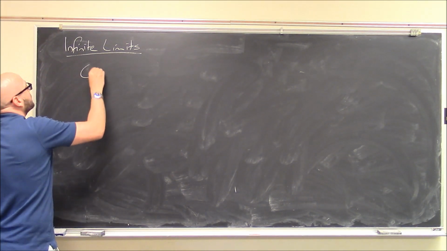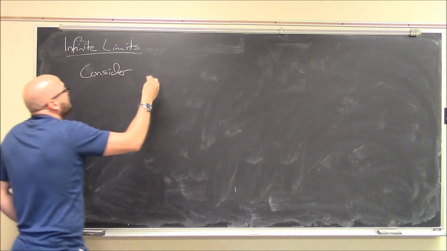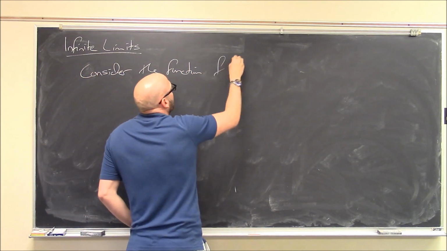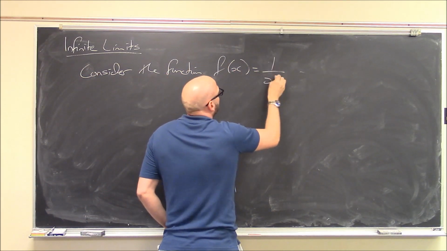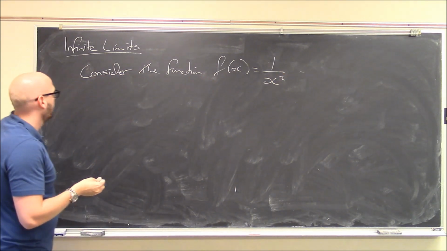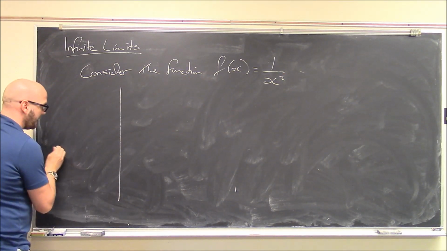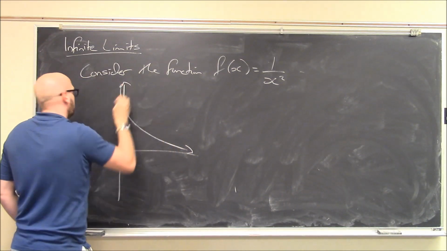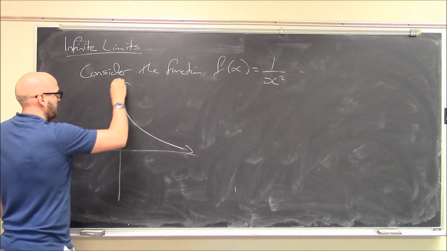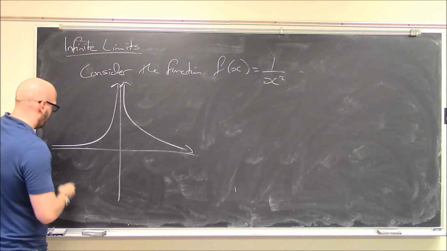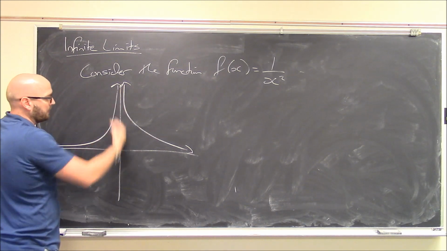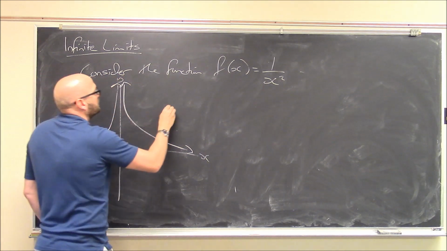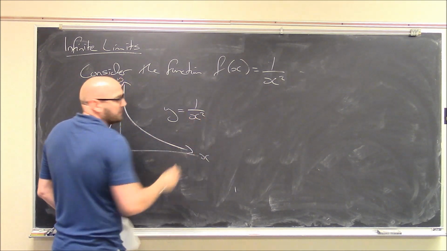Infinite limits. Let's consider this function: f of x equals 1 over x squared. Alright, so 1 over x squared, if you were to graph this, it looks like this. It should be more symmetric than I've drawn it, but imagine it's got this reflectional symmetry across the y-axis. So here's x and y. Here's the graph, y equals 1 over x squared.